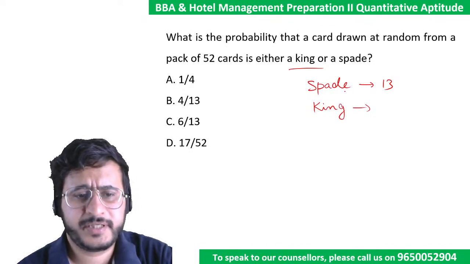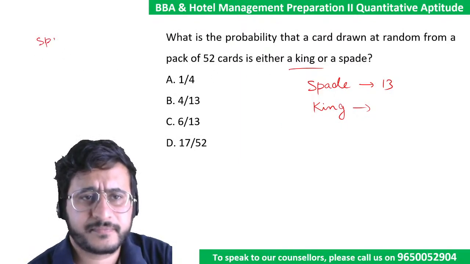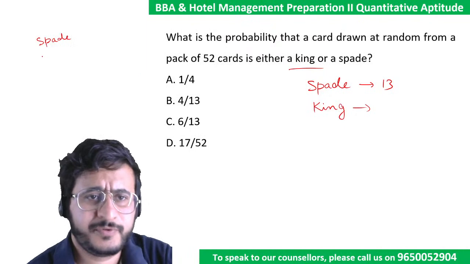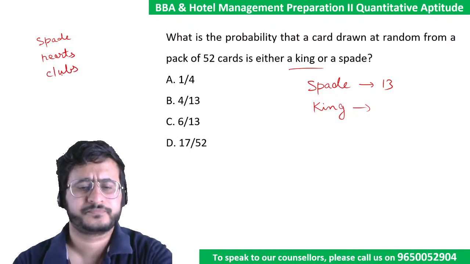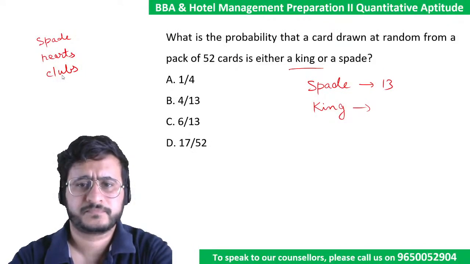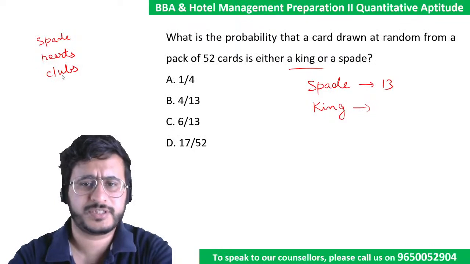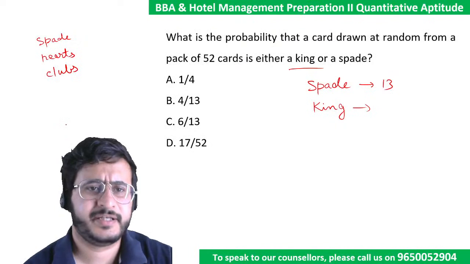How many kings would be there? So you have one king in spade, one king in hearts, one king in clubs, and the fourth king in diamond, because you have four suits. So four kings in four suits.